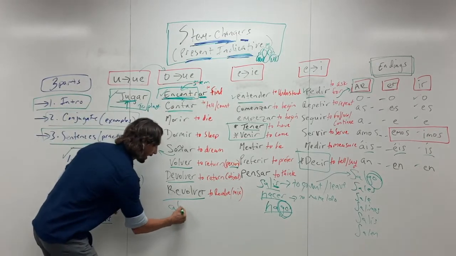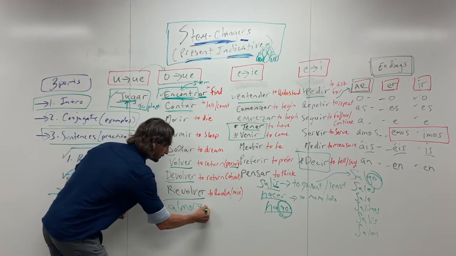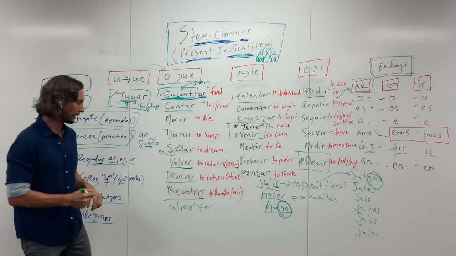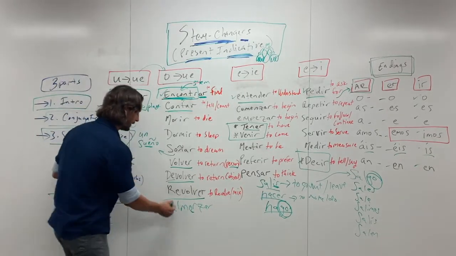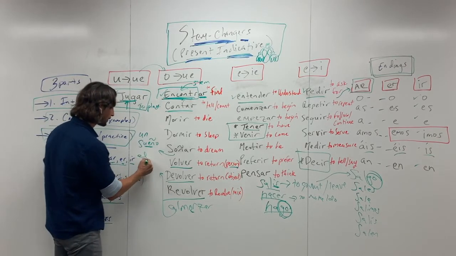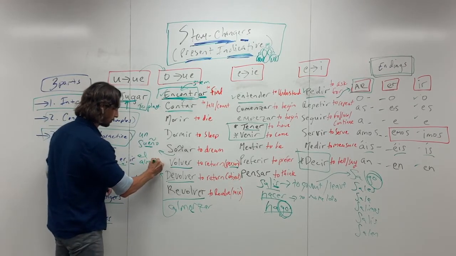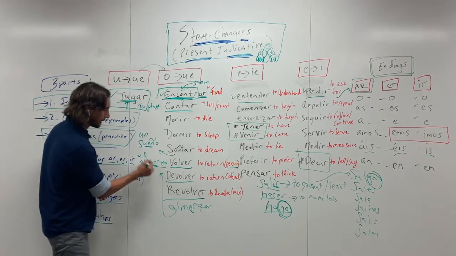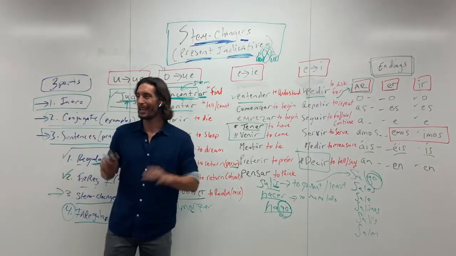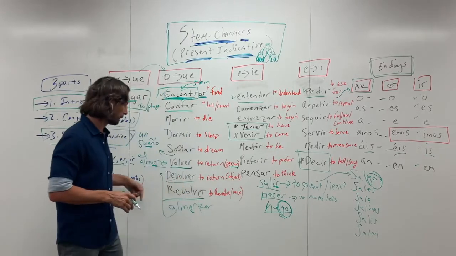food, let me add almorzar to this. That means to eat lunch. And it's also an O to UE stem change. In fact, the noun is, and I'll draw it up here, el almuerzo, right? So the lunch, if you will. And notice we did that stem change. And so that's kind of telling you what's going on. So hopefully that was helpful as well.